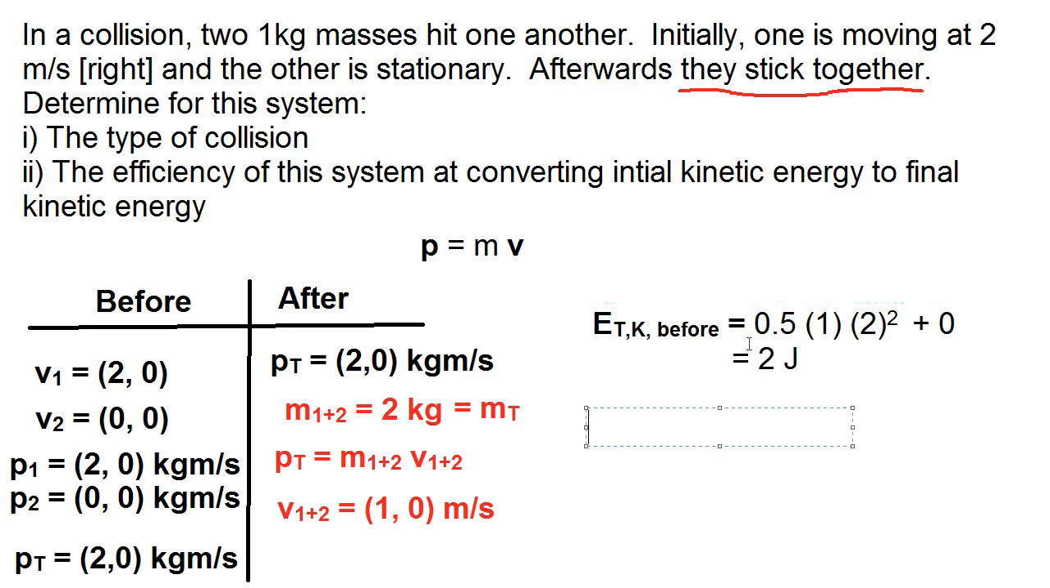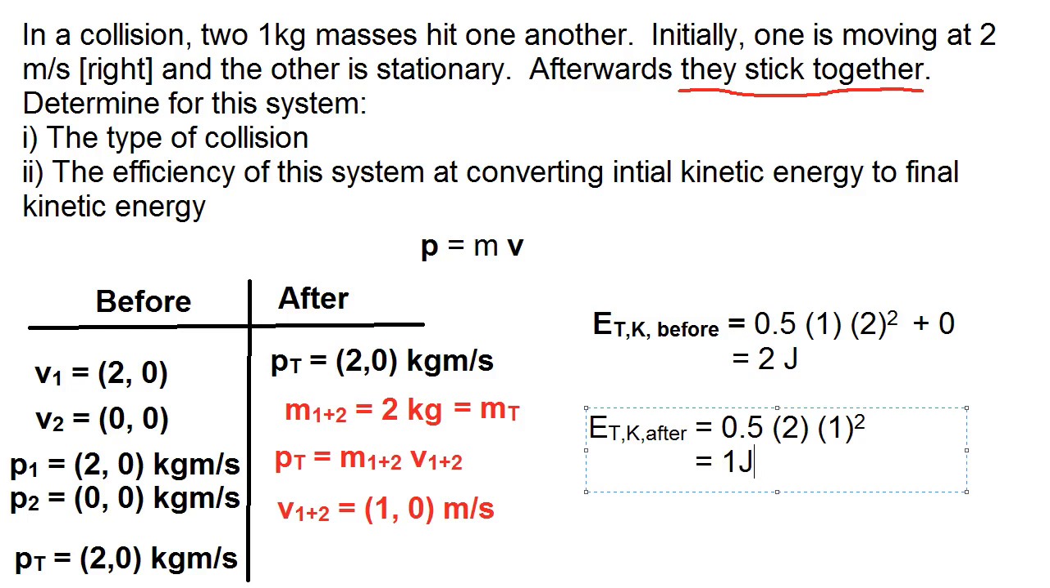We can also take a look at the total kinetic energy after. And now, afterwards, we are treating this all as if it's one object, so we're going to have 0.5 times mv squared. Here, we're going to treat the mass as 2, because it's the total mass. And here we have our speed, or the magnitude of our velocity, just being 1, because the magnitude of velocity is just 1 meter per second to the right. Likewise, we can calculate this out, and then we'll get 1 joule.